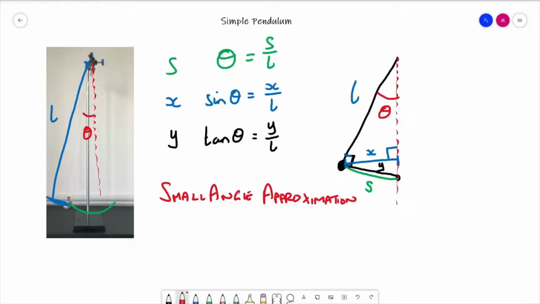Now, the small angle approximation comes from the Taylor expansion of sine theta and tan theta. If you have heard of the Taylor expansion, you can maybe go away and remind yourself what that means. If you don't know what the Taylor expansion is, again, I wouldn't worry about it too much for now. If you are interested, you can go and have a little bit of research on that.